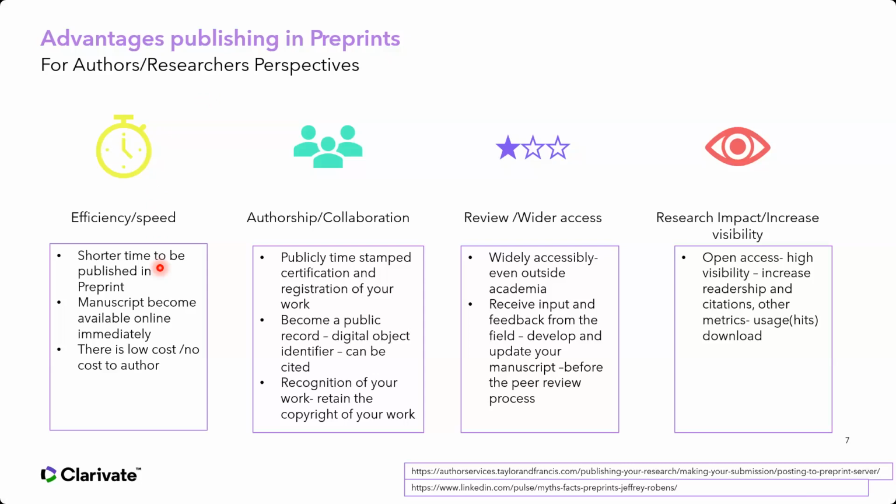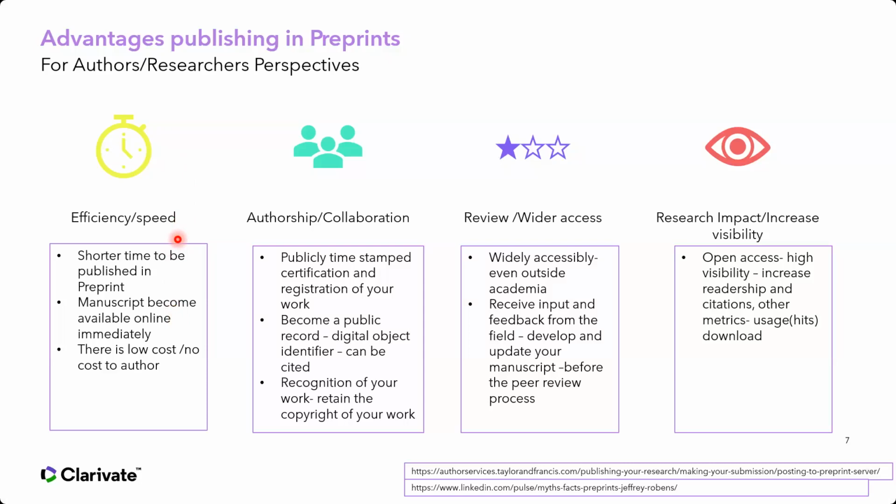But if you want to share your findings with the research community and the wider community immediately, one quick way is to publish in preprint servers or repositories. So, a shorter time to publish. Usually when you publish in preprint servers, it takes probably less than 5 days. It still goes through some processes, but it is definitely much shorter than being published in journals. The manuscript becomes published content immediately, and there is almost no cost to authors. Those are some of the advantages in terms of efficiency and speed.